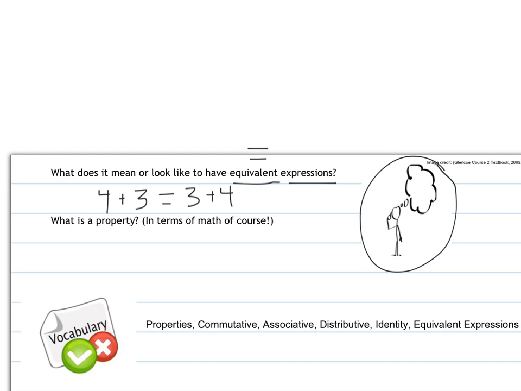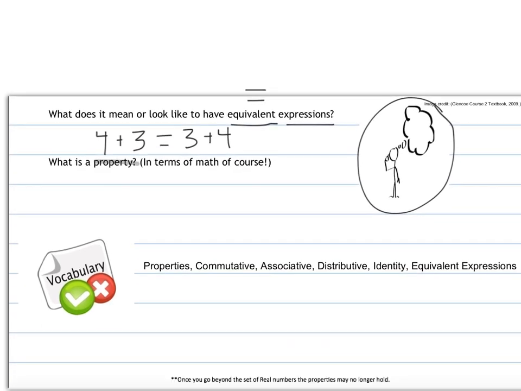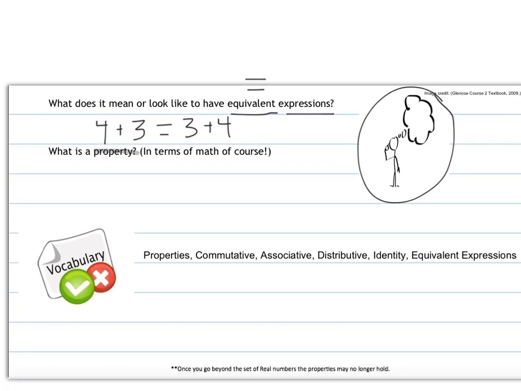What is a property? In terms of math, of course, okay? So I don't want to hear people say, property is something that you own. Well, not quite in math, okay? A property is going to be a rule, so I'm not writing it down, but you could write it down, is a rule that's going to be true for all these sets of real numbers.